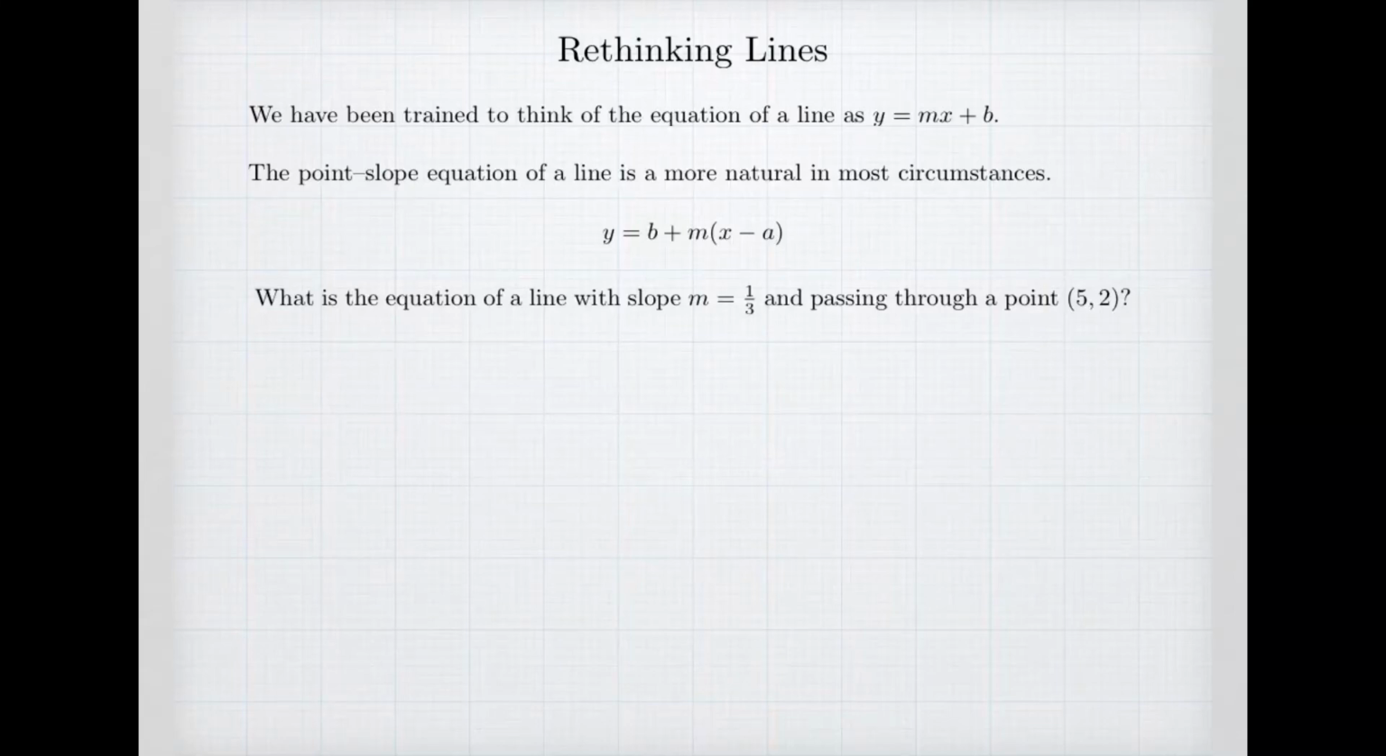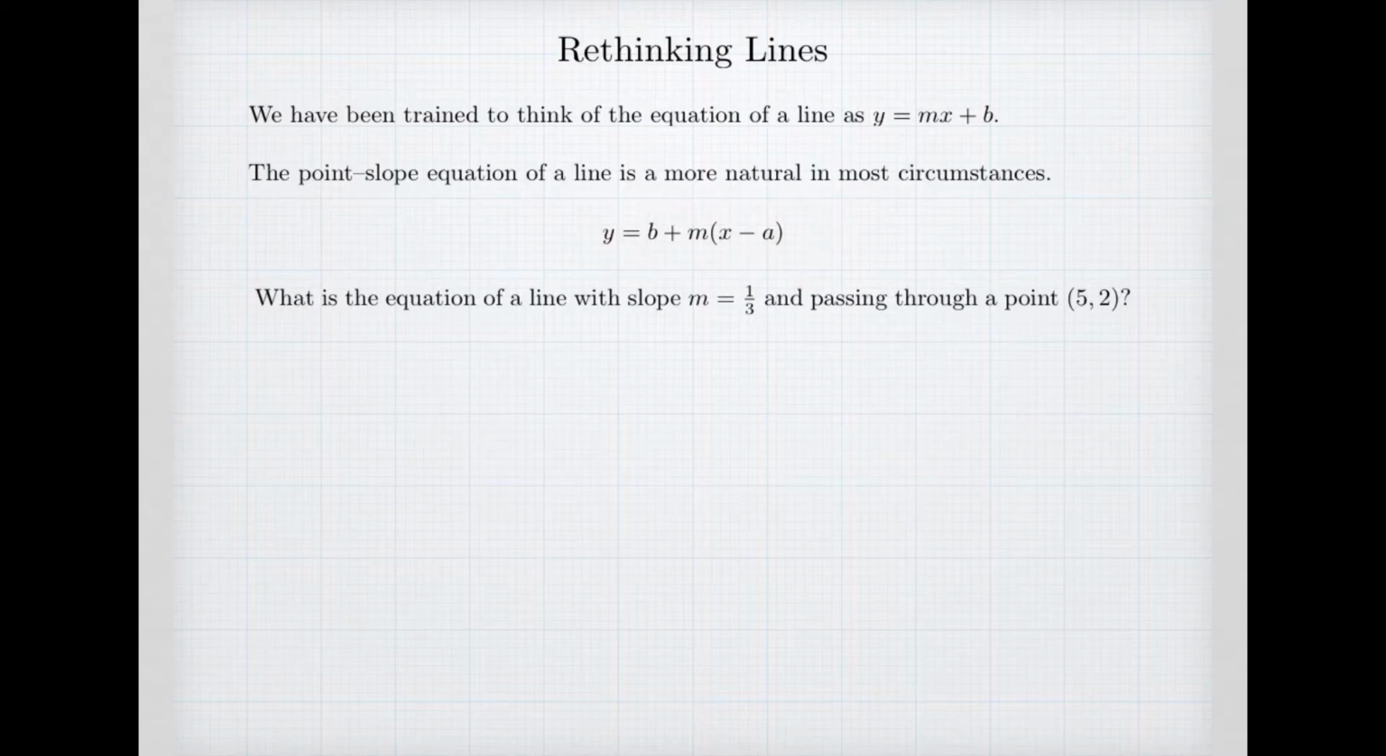In class on Monday, we talked about lines, and the solution that was presented in class used the y equals mx plus b form. So that's natural. We are trained from high school to think about the equation of a line as y equals mx plus b. But it turns out that that's not the best formula in most circumstances. Instead, we'd be really a lot better off if we would learn to use the point-slope form of a line.